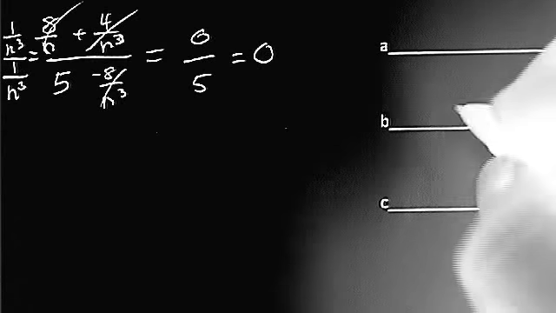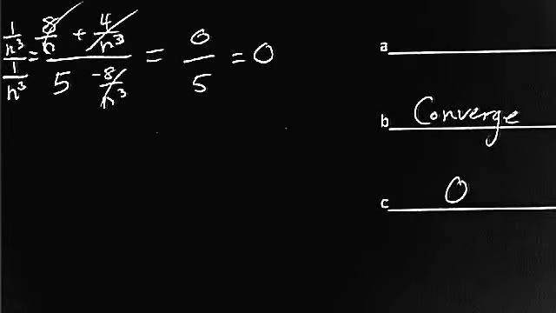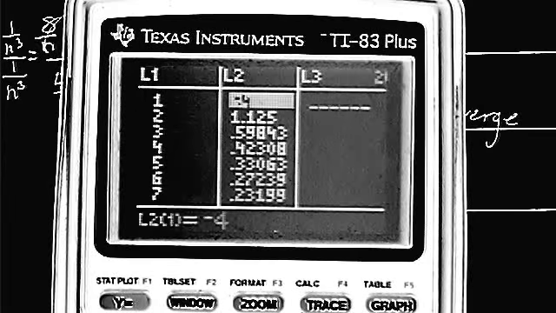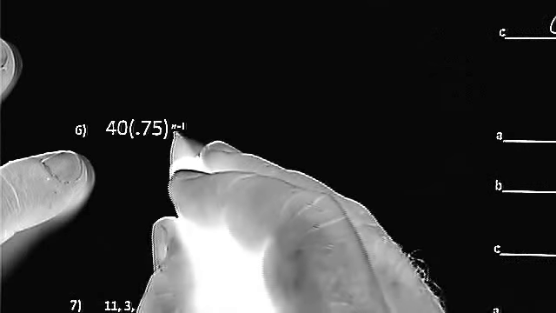So we are converging, and we're converging to zero. And you can go back in your lists and find the first 8 terms using what we talked about. Okay, so on these next ones, I'm not going to go through and find the first 8 terms. You can do that on your own. I'm just trying to speed up the video for you. All you're doing is plugging in 1 through 8, and you can use the lists for that.